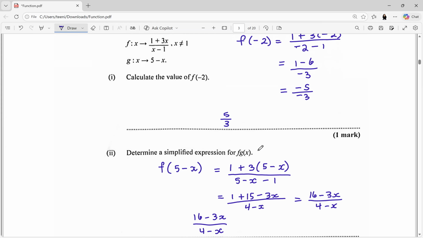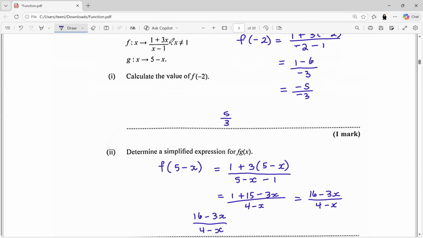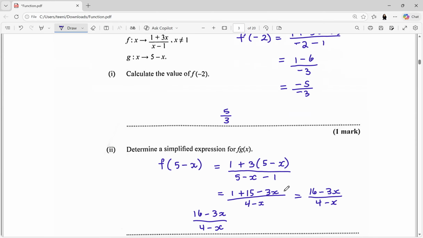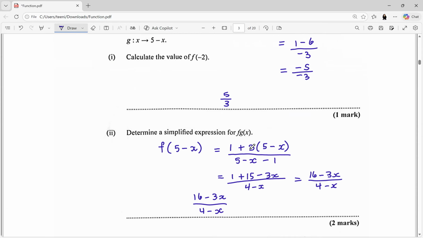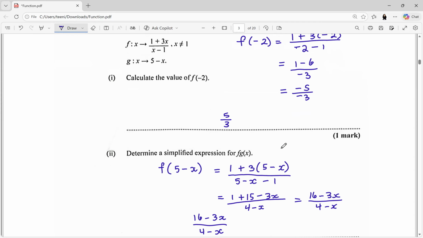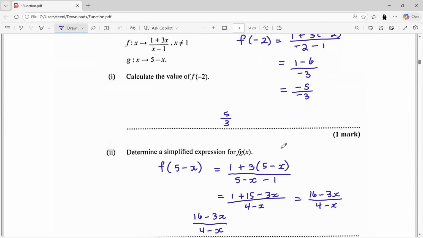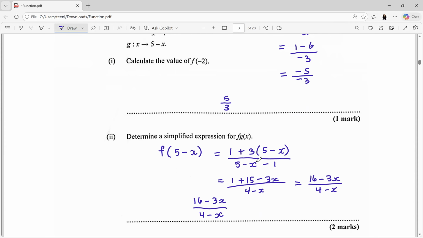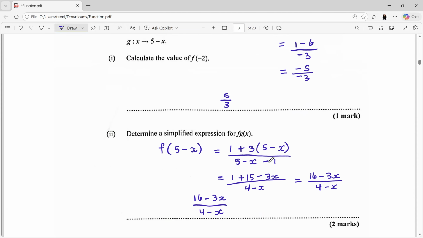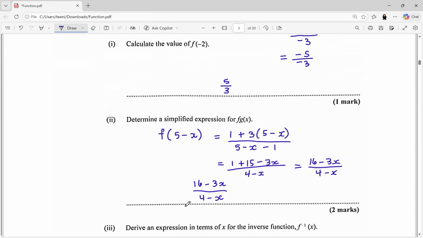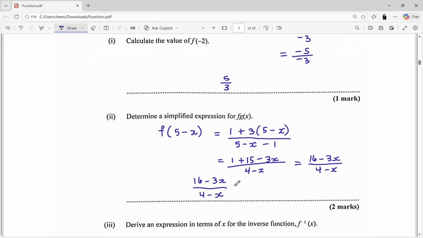Let me make sure I didn't make a mistake. F of x is 1 plus 3x over x minus 1. So f of g of x will be 1 plus 3 times 5 minus x over 5 minus x minus 1. And then you simplify this. So you remove the brackets. 3 times 5 is 15, and 3 times minus x is minus 3x. And then you'll get 1 plus 15, which is 16, minus 3x on top. And then below, 5 minus 1 is 4, minus x. So this should be your simplified expression for f of g of x.